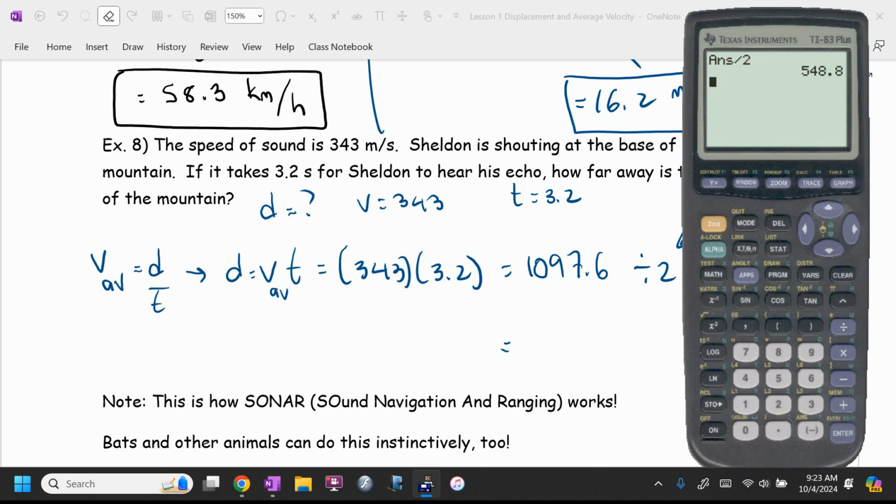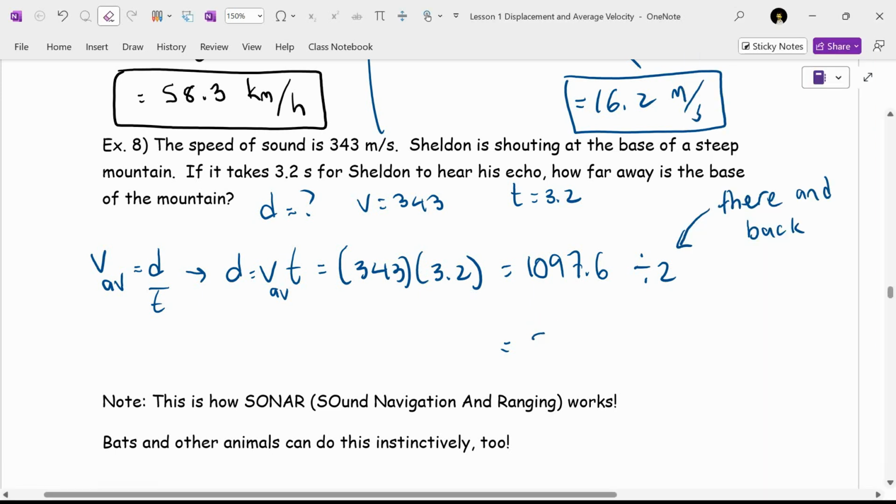To 3 sig figs, I'll call it 549. That's meters. How do I know it's meters? Because distance is measured in meters, and meters were the units that we stuck in originally.